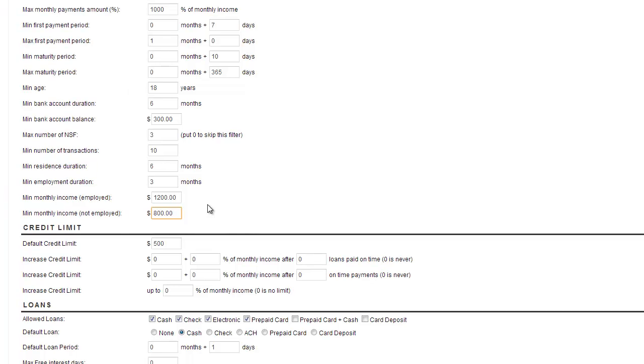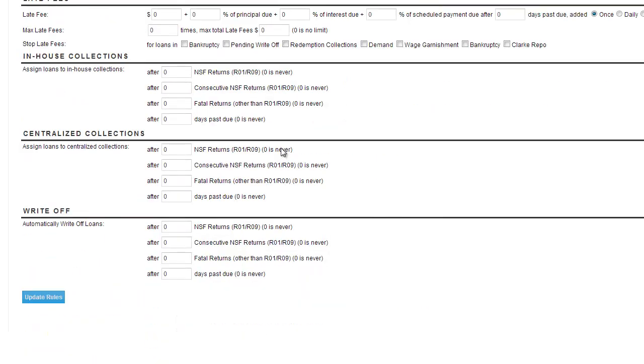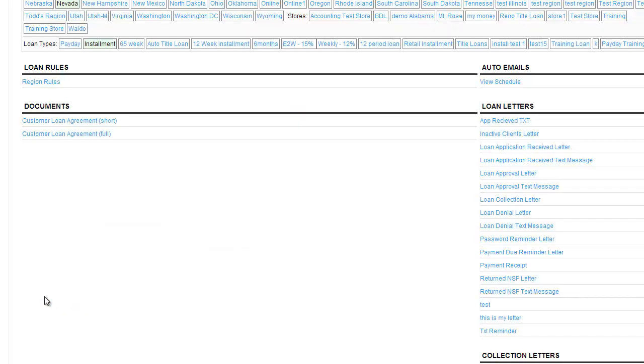After all these fields have been completed, click on the Update Rules button at the bottom of the page. Scroll down and you'll see in nice bright blue it says Update Rules. Go ahead and click on that. And now your rules are updated. You are able to move on, and from here on out they will work that way.